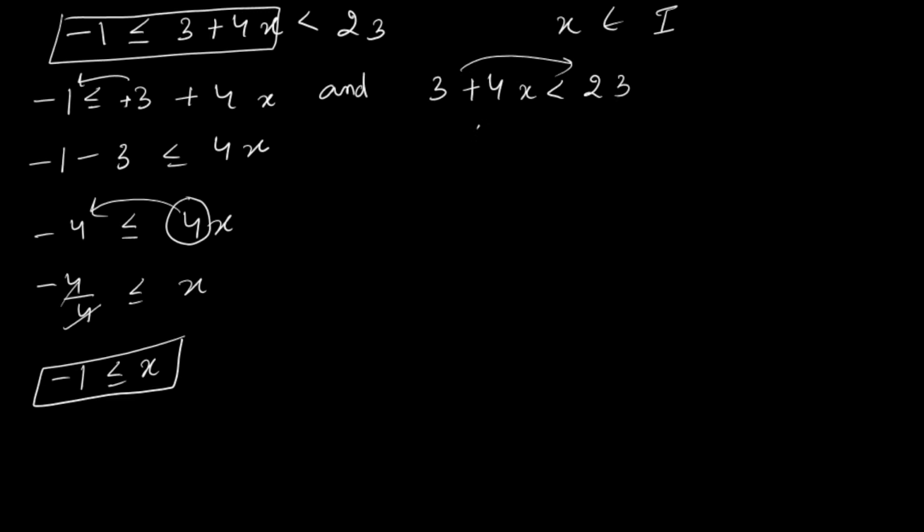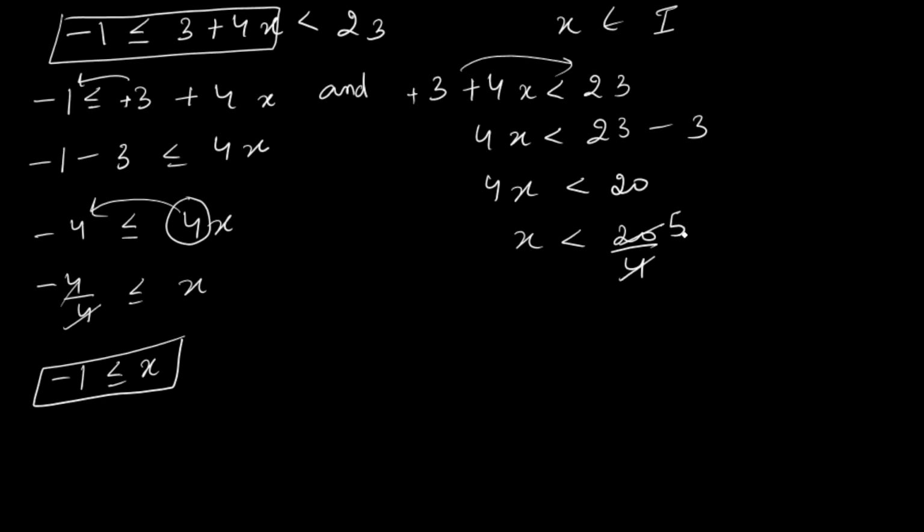Now 3 will shift to the other side. 4x is less than 23 minus 3, because plus 3 will change to minus 3. So 4x is less than 23 minus 3, which is 20. So x will be less than 20 by 4, which is equal to 5. Yes, so x is less than 5.